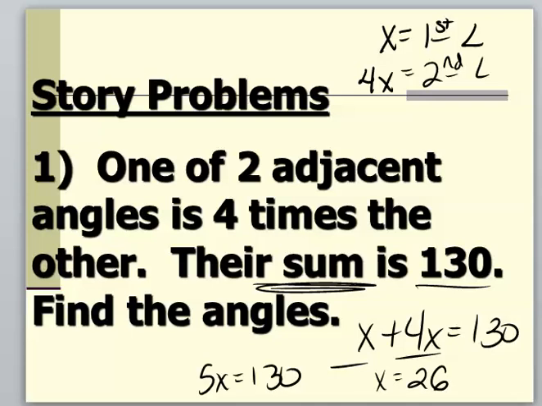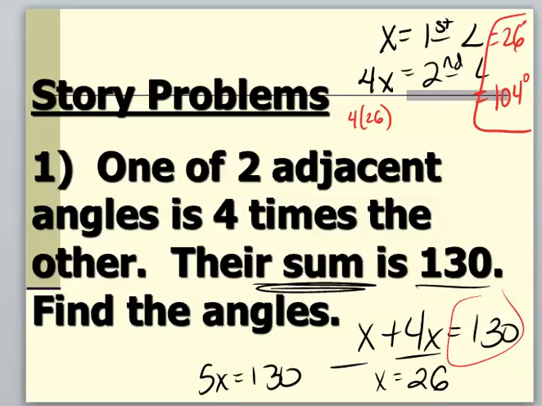Now it does say to find the angles. The first one was x, so the first one is 26 degrees. The second one will be 4 times x, so we're going to do 4 times 26, which would be 104 degrees. Use your 130 to double check this. 26 and 104 is 130 degrees, so we know we got the problem right.